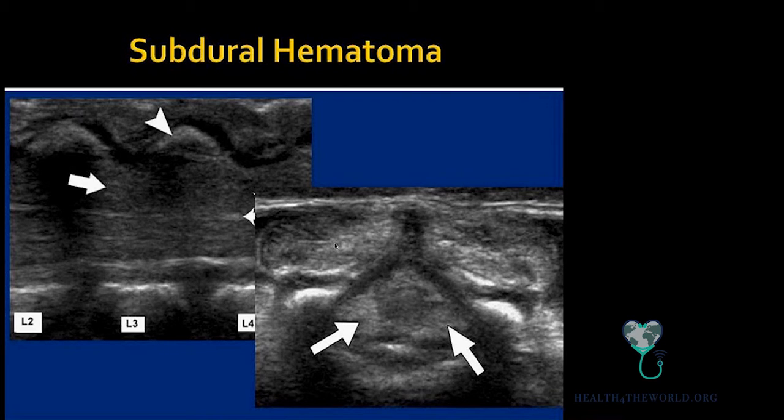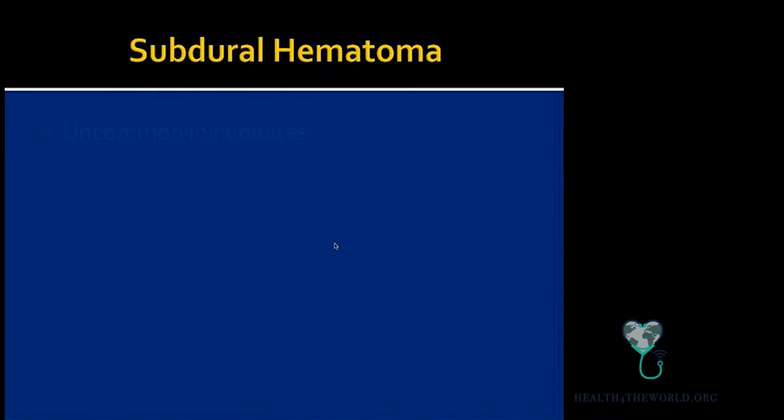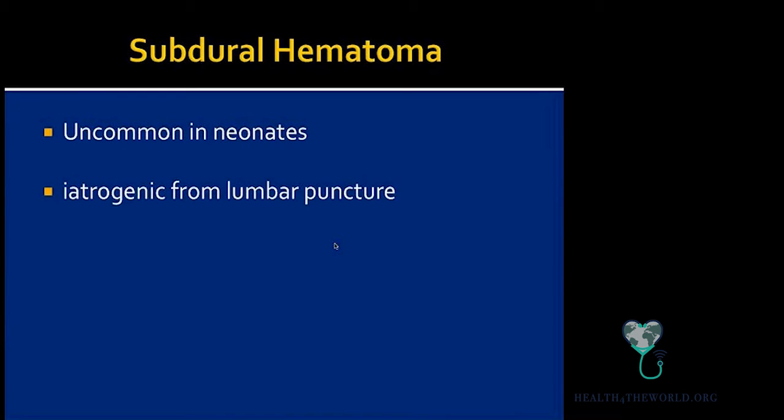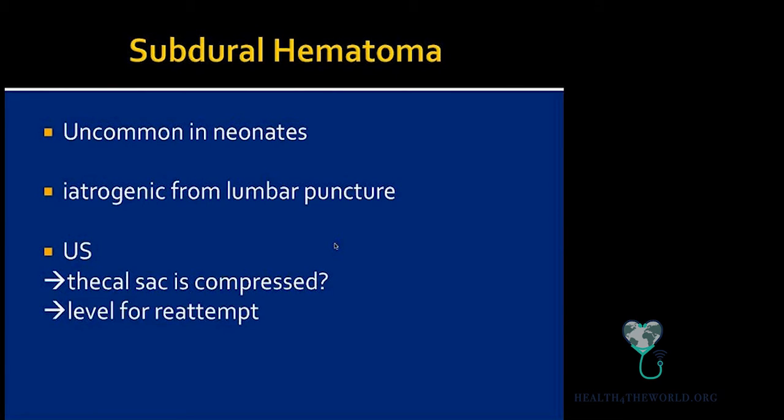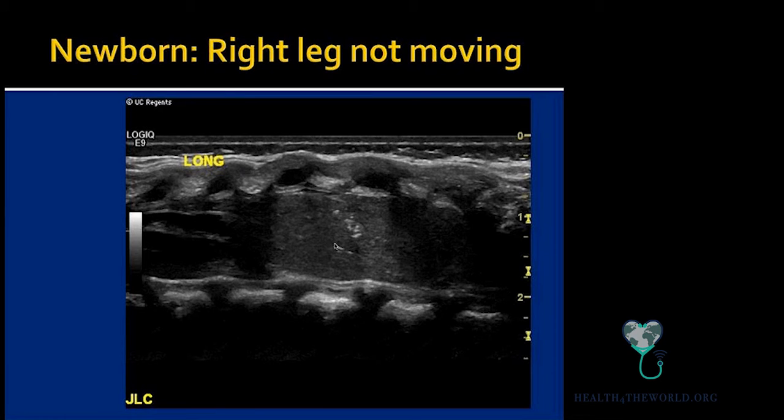Another thing you can see, this is an example of a subdural hematoma. This may have been an attempted tap, and it was successful and resulted in a hematoma. Super common. Often when it happens, it's iatrogenic. The answer with ultrasound is that the sacrum is pressed and level for them to try again if they really need to. This example is just an example of how we might use ultrasound.